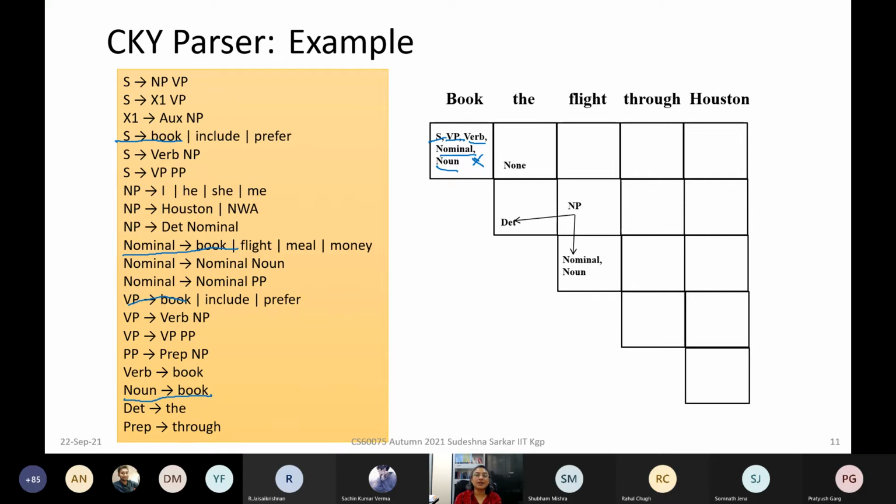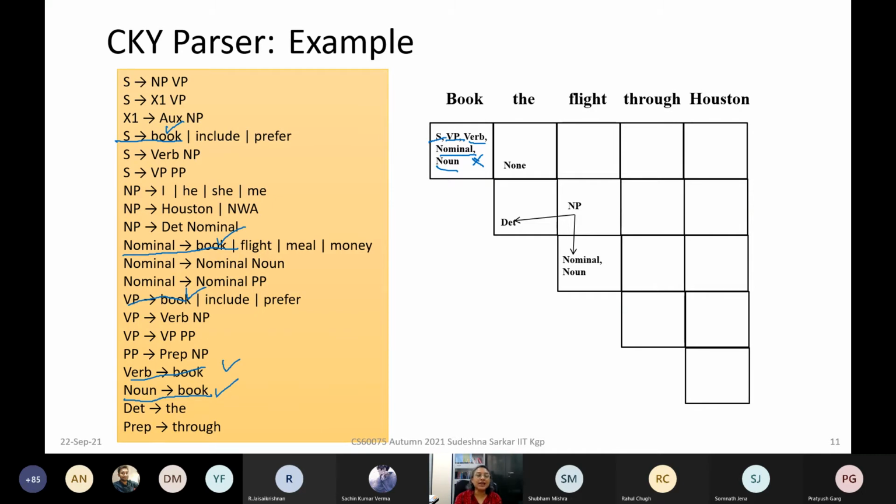So given this grammar, we can find out all the non-terminals from which we can derive book. Here we are deriving them directly. In all these 4 cases, we are deriving them directly, right? And sometimes you can derive them by an application of another rule.